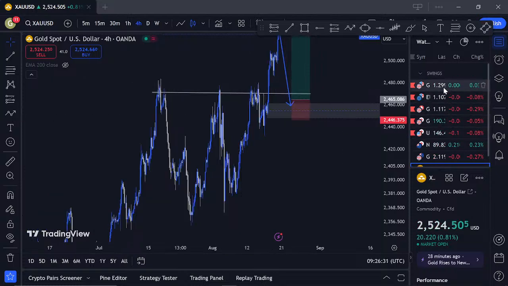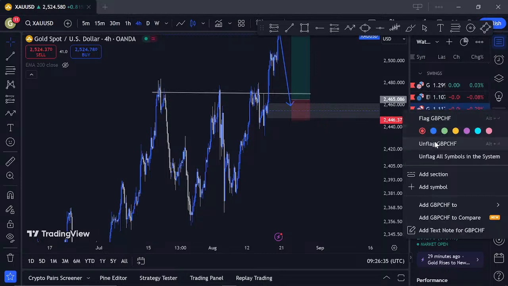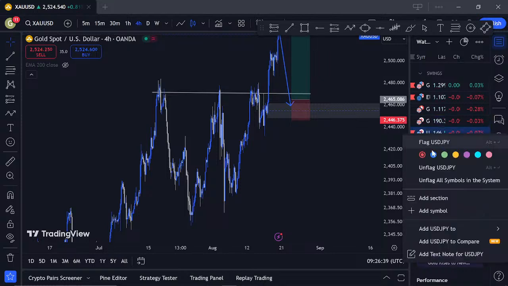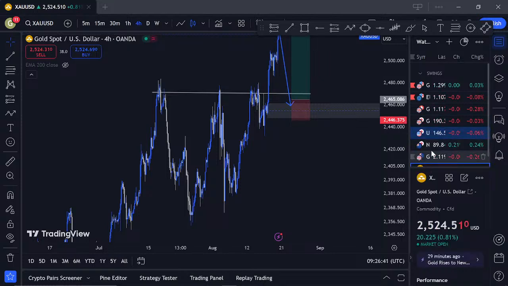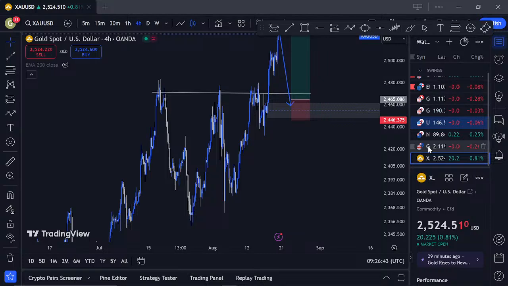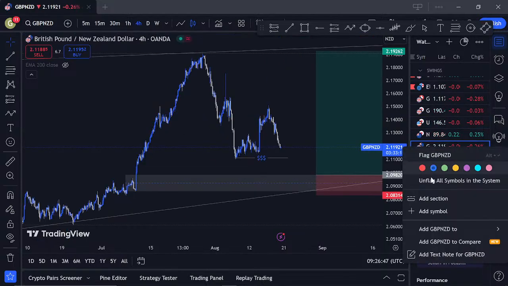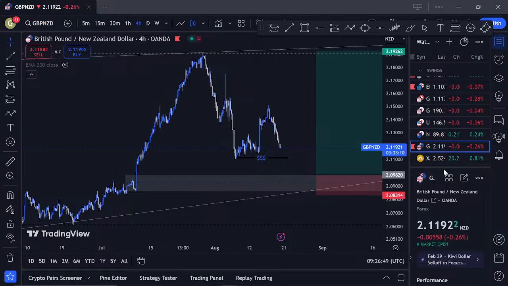So now this is all about the markets I'm actually going to trade this week. Now let me just uncheck the ones that I'm not going to trade. Okay, GBP NZD. Okay, I'm trading this one, so flag.